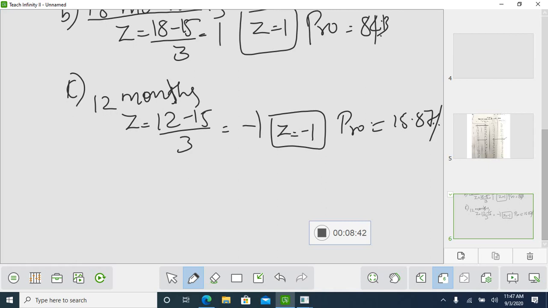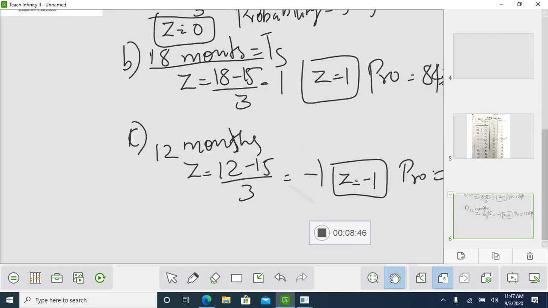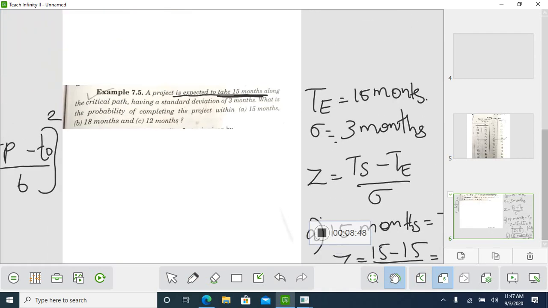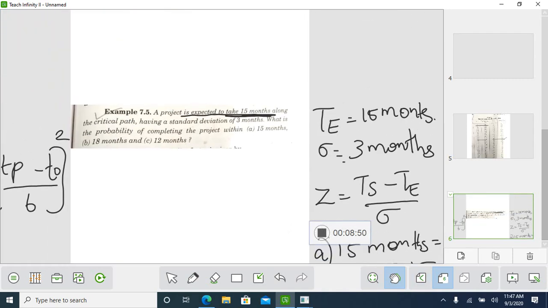So you have found the probability of completing the project in 15 months, 18 months, 12 months. So you have found the probability. So have you understood how to use the standard deviation formula and probability formula to find the project completion time? So how many percentage it is possible to complete, it is not possible to complete.